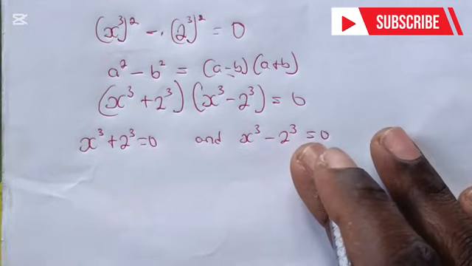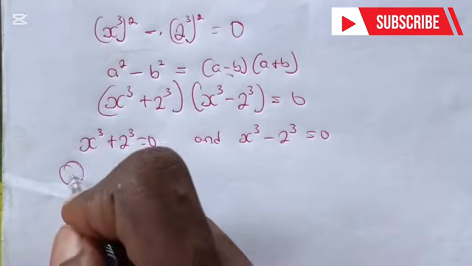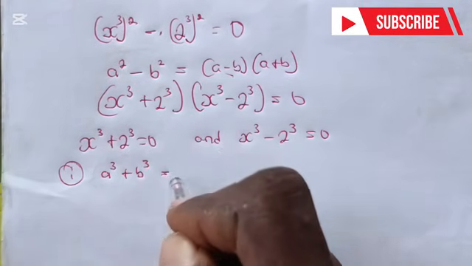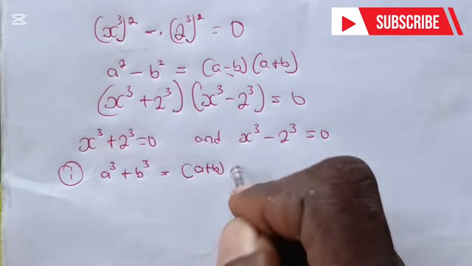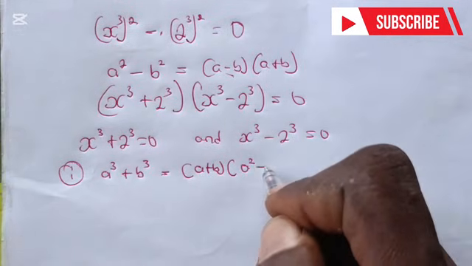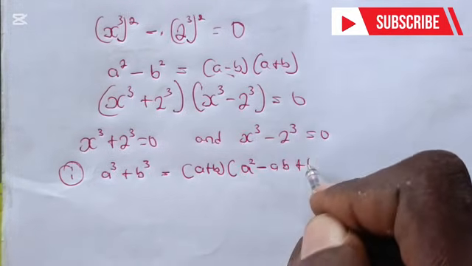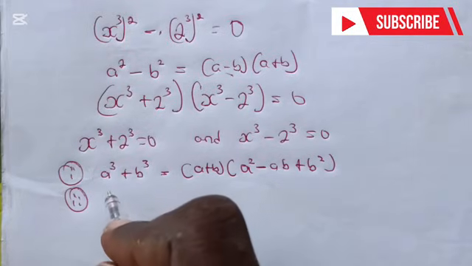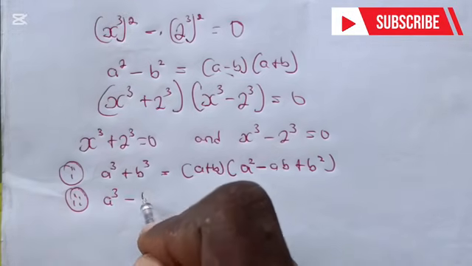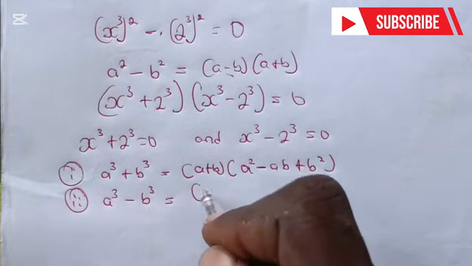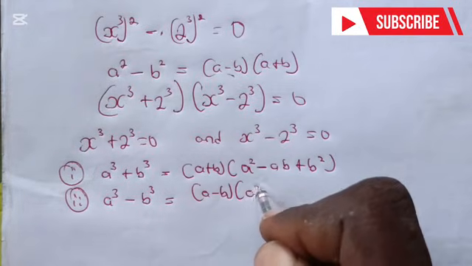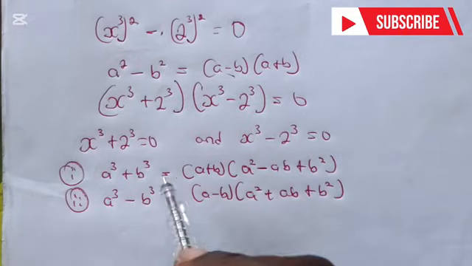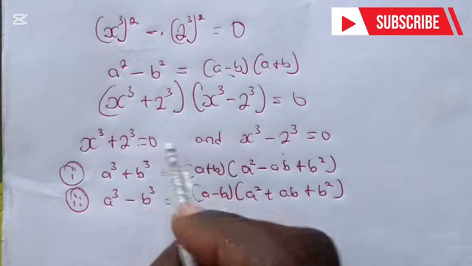So here now we'll be recalling some algebra properties. The first one here is that when you have a raised to the power of 3 plus b raised to the power of 3, this is equal to a plus b multiplied by a squared minus ab plus b squared. So make sure you know your algebra properties very well. Now, the other one is a raised to the power of 3 minus b raised to the power of 3. This is going to be a minus b multiplied by a squared plus ab plus b squared.